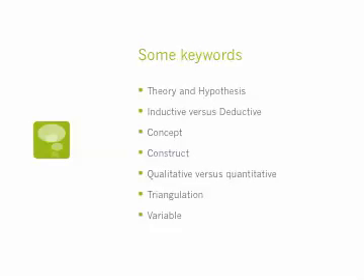Alright, so now that we've talked about models, which are kind of the basis of scientific theory, I'm going to talk a little bit about the scientific method. Here are some keywords you should know, and I'll go through and talk about each one of these individually: theory and hypothesis, inductive versus deductive logic, concepts, constructs, qualitative versus quantitative research, triangulation, and what a variable is.